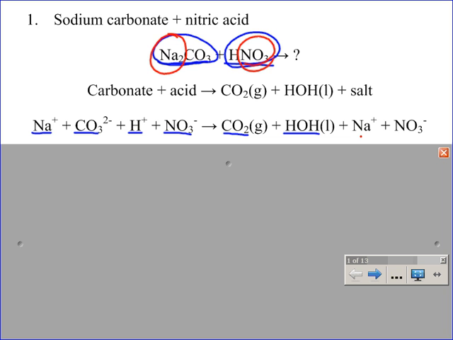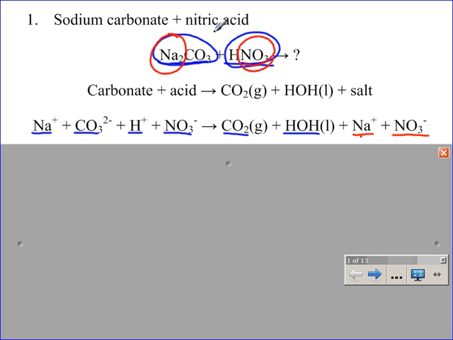But my question is, will this form a solid or will it stay as ions? It will stay as ions because all group 1 compounds are completely soluble and will dissociate, and so will all nitrates. So this is everything that's in the beaker.